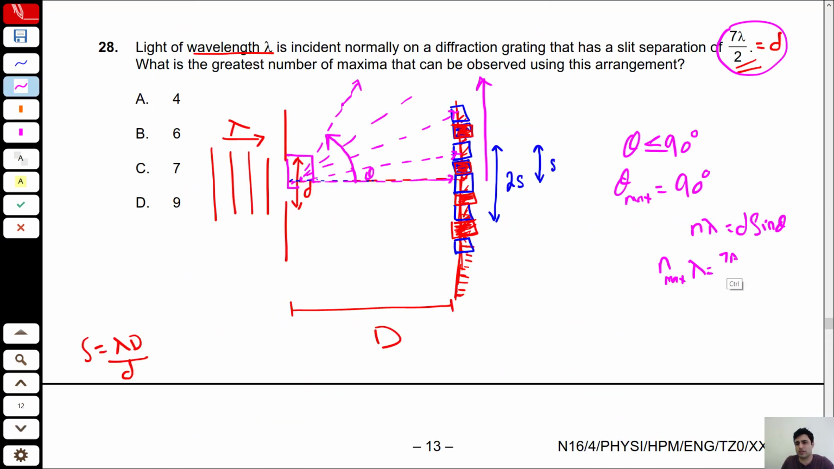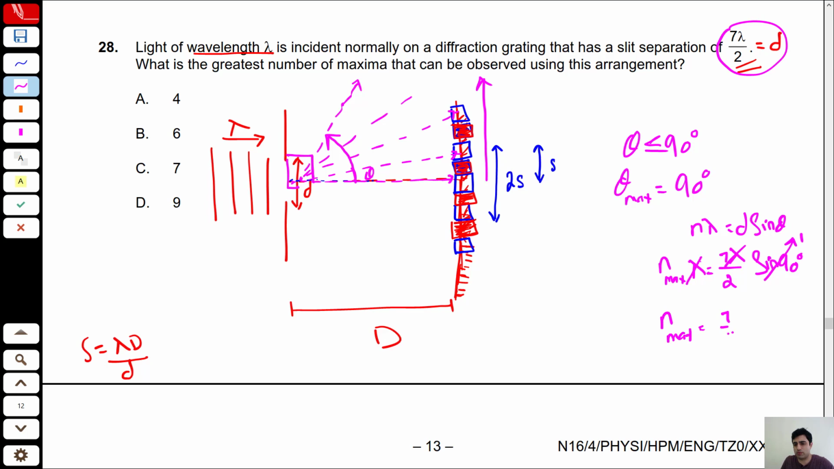7 lambda over 2 when the angle is 90 degrees. Okay, so we will achieve the maximum number of slits, the maximum number of constructive interference, when the angle is 90 degrees. So sine 90 is 1. Why 90? Because that is the maximum possible diffraction angle that will allow us the maximum possible projection of fringes on one side of the plane. So the lambda cancels out, so n maximum will be 7 over 2.